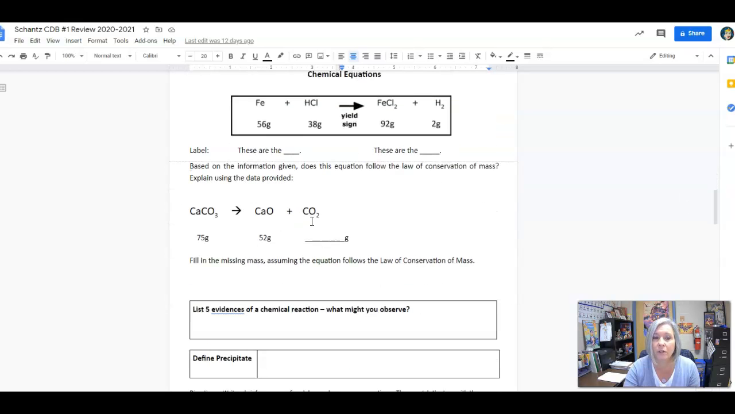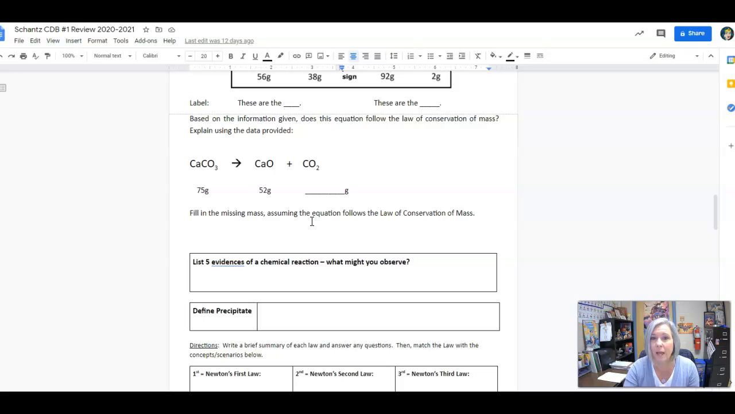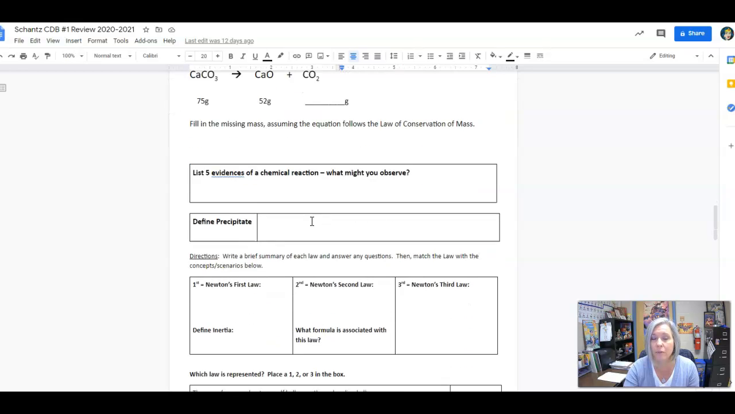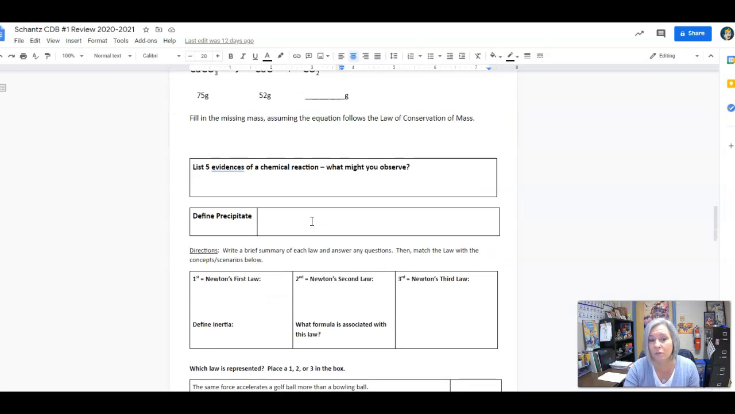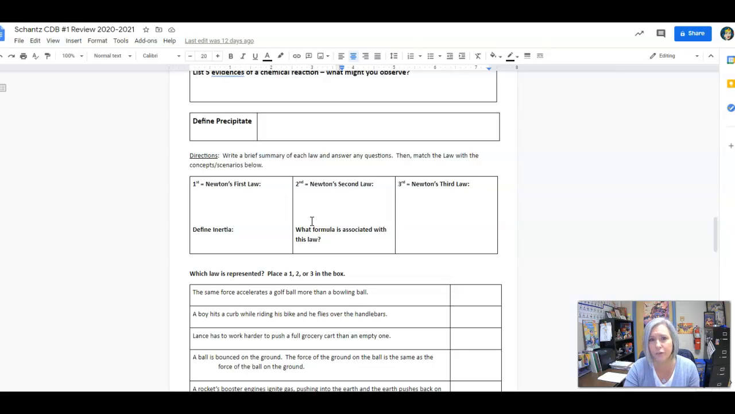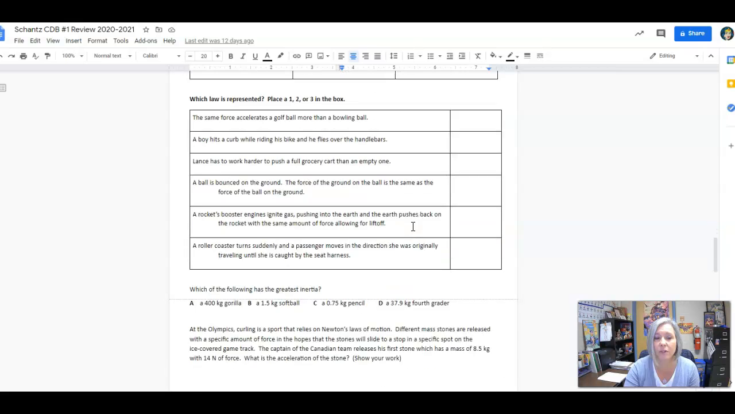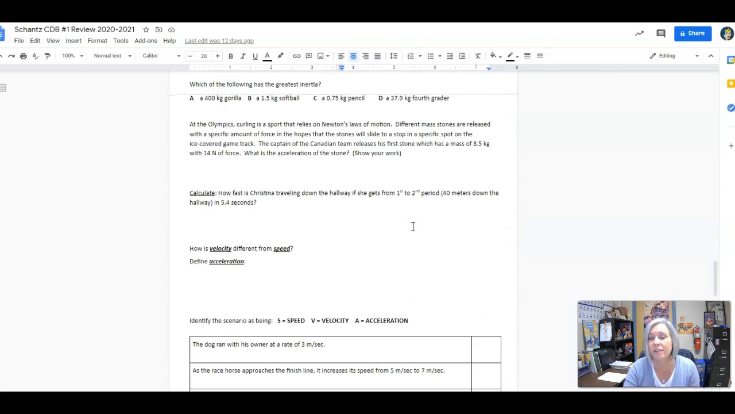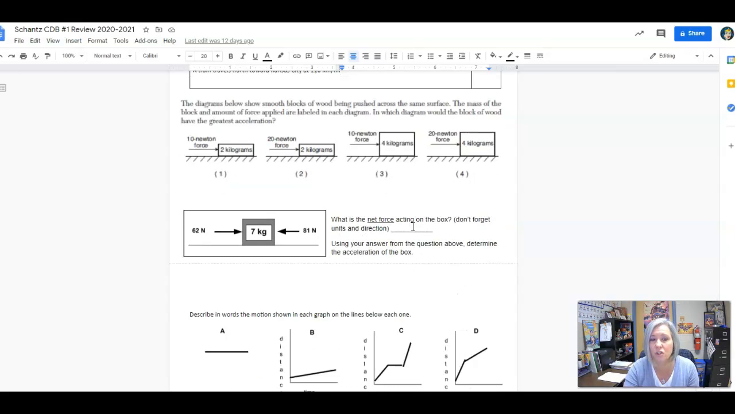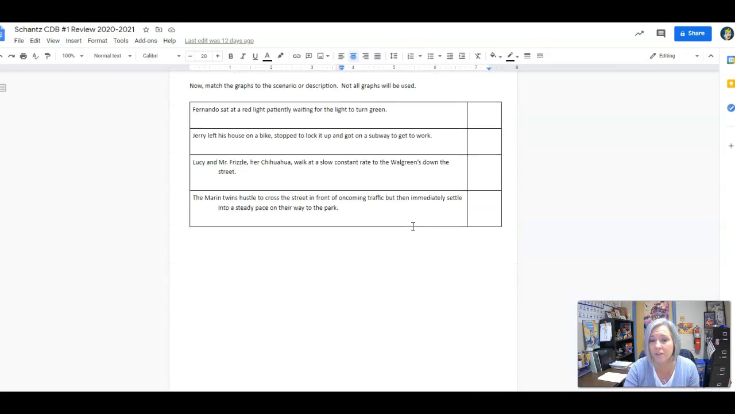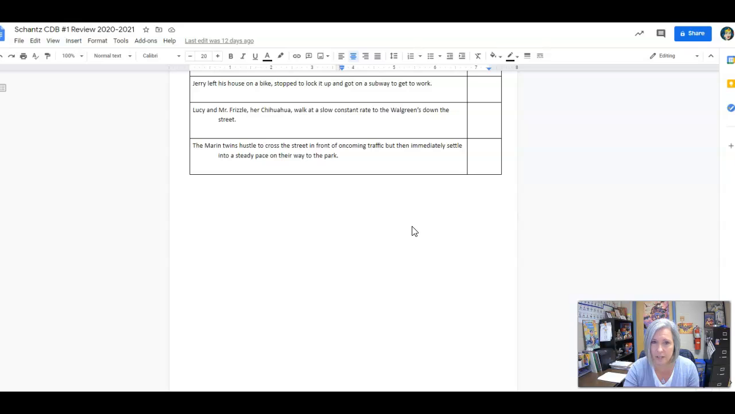You have your chemical equations. Remember, reactants and products, the chemistry wrap. What are those evidences that we look for? And then we're going to switch over into force and motion. Now with force and motion, we have the 3 laws of motion. We've got inertia, calculation, speed, velocity, acceleration, all right, motion graphs. So all the things that we've covered in class.